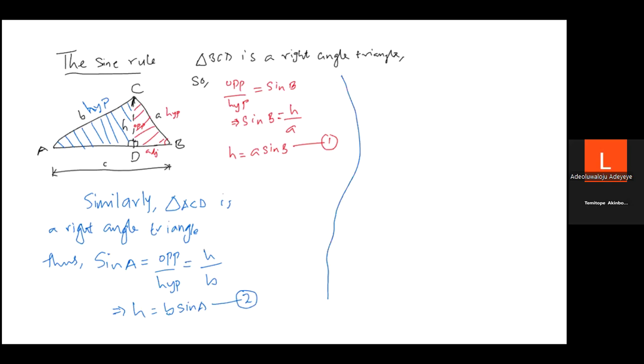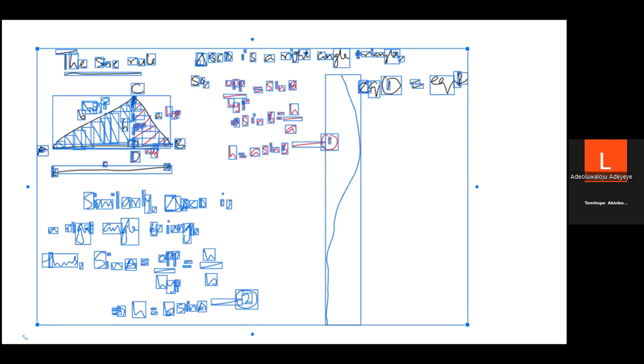Yes, sir. Okay. Now, don't forget, our aim is to prove the sine rule. If you look at equation 1, we have made H the subject there. If you also look at equation 2, we have made H the subject. So we can say that equation 1 equals equation 2, because in either case, H is the subject. Is that clear?